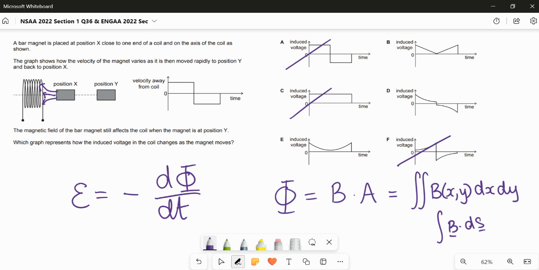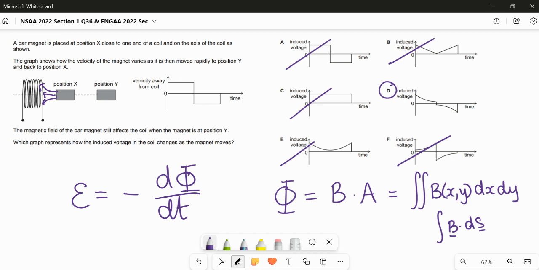But then, as we move the magnet back from position Y to position X, the magnetic field will start increasing, and it will increase at an increasing rate. And if you notice, because that rate of change of the flux will be positive, the EMF will definitely have to be negative, because the EMF is minus the positive value of this. So it could definitely not be E, and it can't be B. So the only logical answer is D.